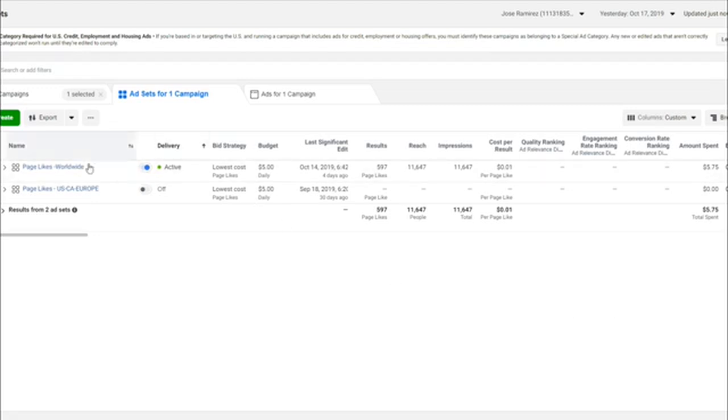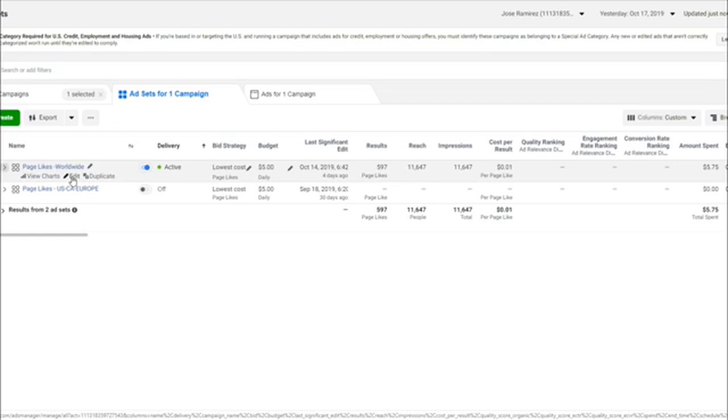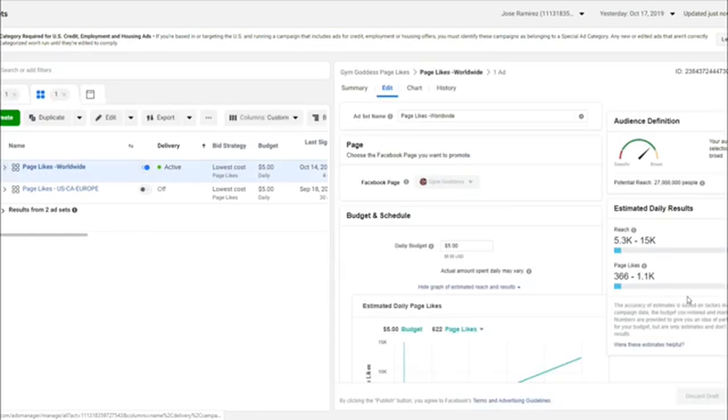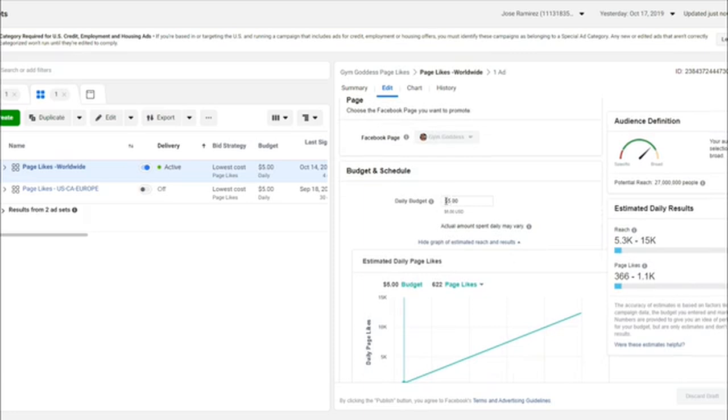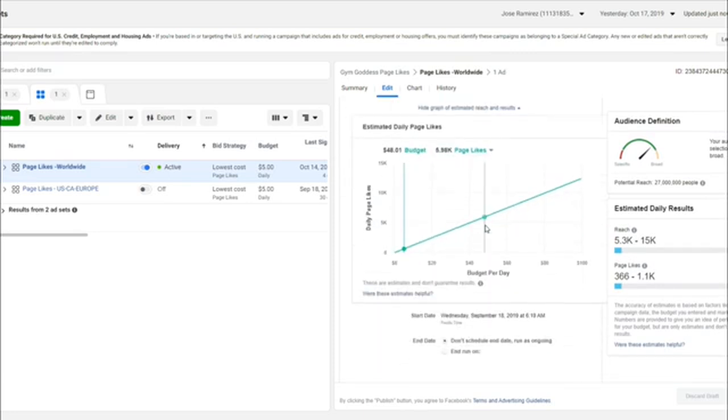So now let me show you the actual ad that we utilize for this page, and I want to show you the audience, and why we follow this strategy. As you can see, the potential reach for this one is 27 million people. We have our daily budget of $5 per day, and this estimated daily page likes, don't really listen to this, because as soon as you increase your daily budget, your cost per like is going to go up, so you're not really going to get the same likes that they're telling you.